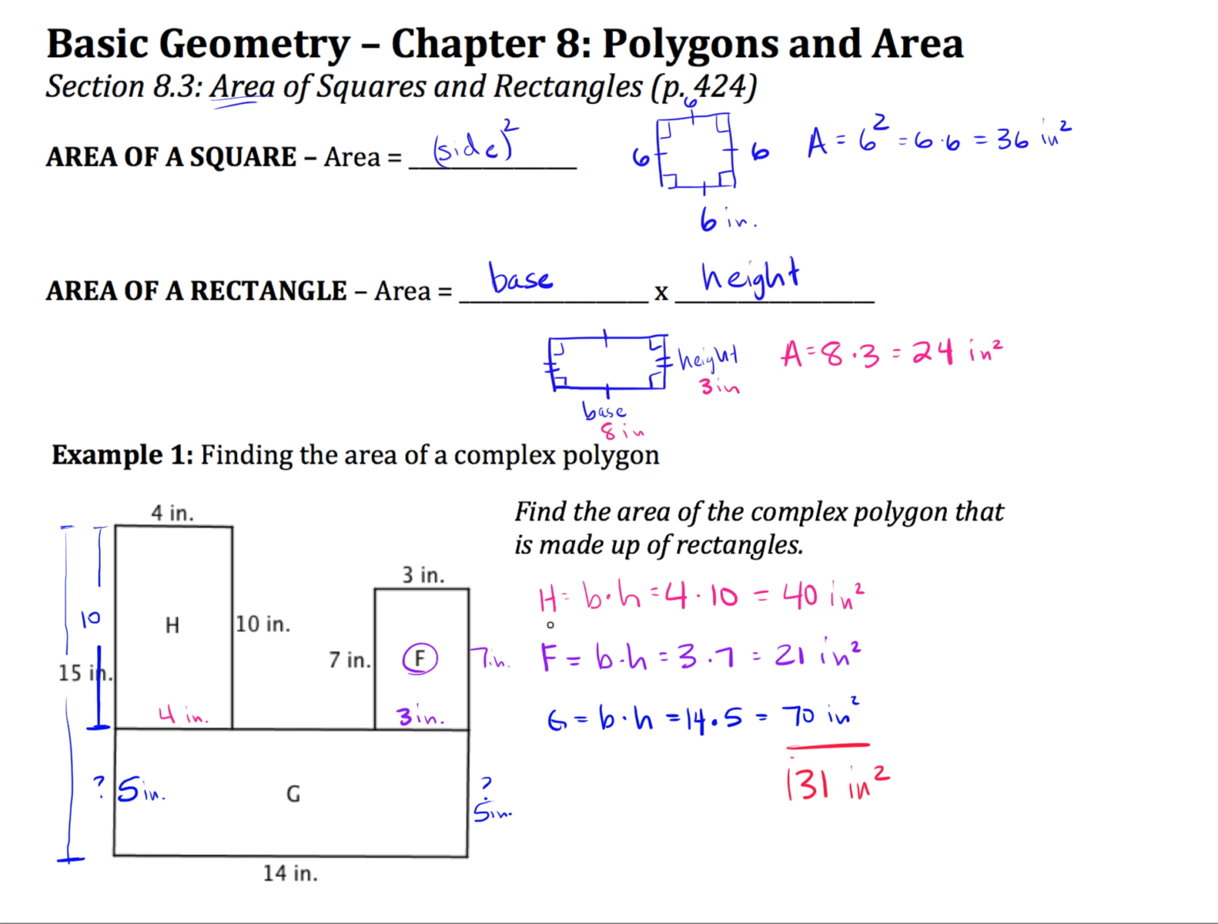Okay, folks, that's about it for this video. Area of a square, side squared. Area of a rectangle, base times height. Just apply those two formulas, and you can probably find the area of a lot of different shapes.